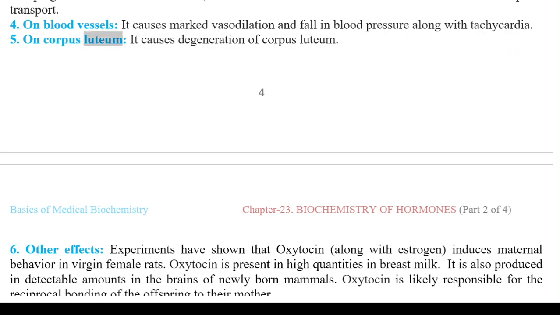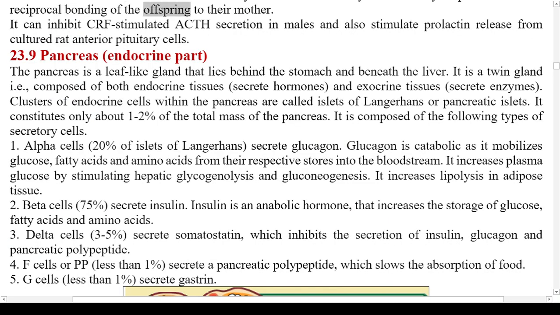5. On the corpus luteum, it causes degeneration of the corpus luteum. 6. Other effects. Experiments have shown that oxytocin, along with estrogen, induces maternal behavior in virgin female rats. Oxytocin is present in high quantities in breast milk. It is also produced in detectable amounts in the brains of newly born mammals. Oxytocin is likely responsible for the reciprocal bonding of the offspring to their mother. It can inhibit CRF-stimulated ACTH secretion in males and also stimulate prolactin release from cultured rat anterior pituitary cells.